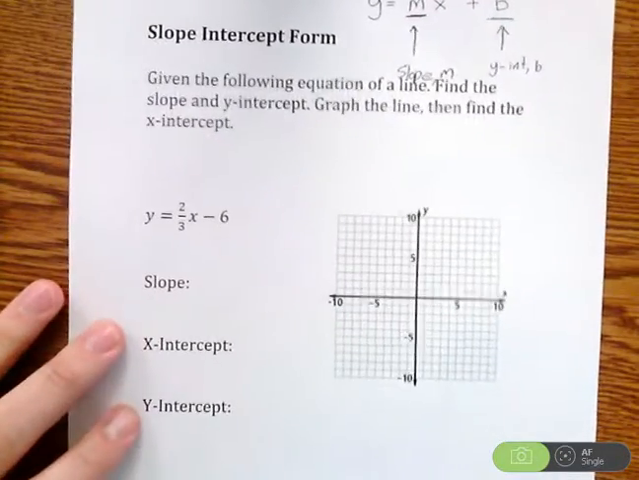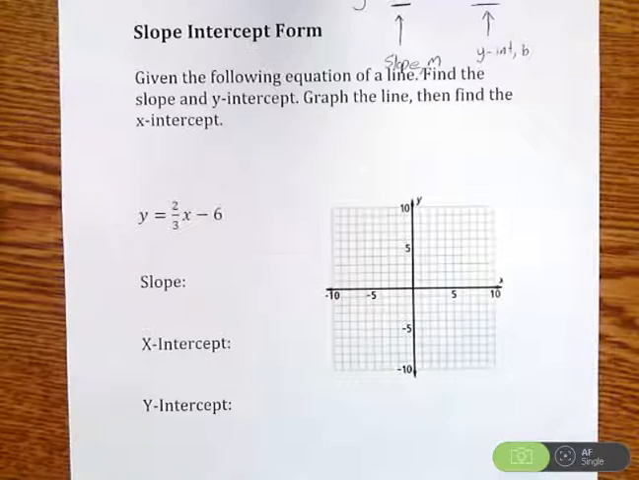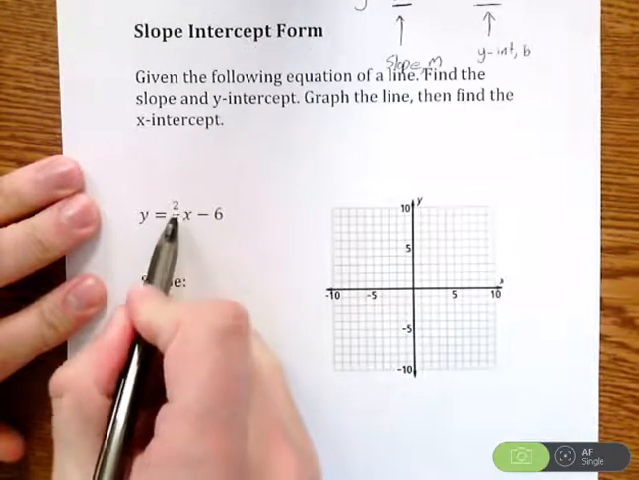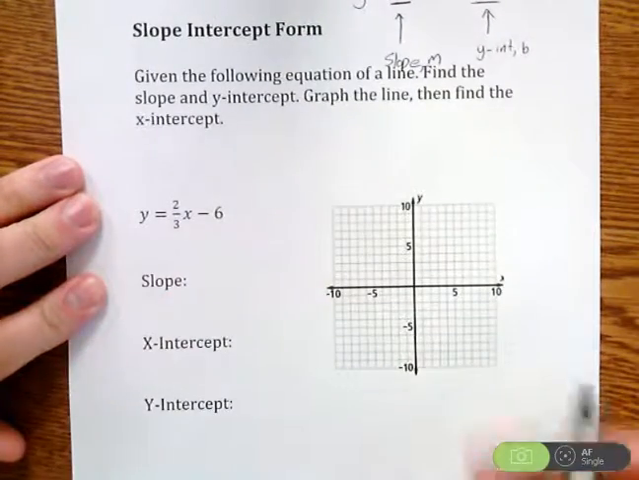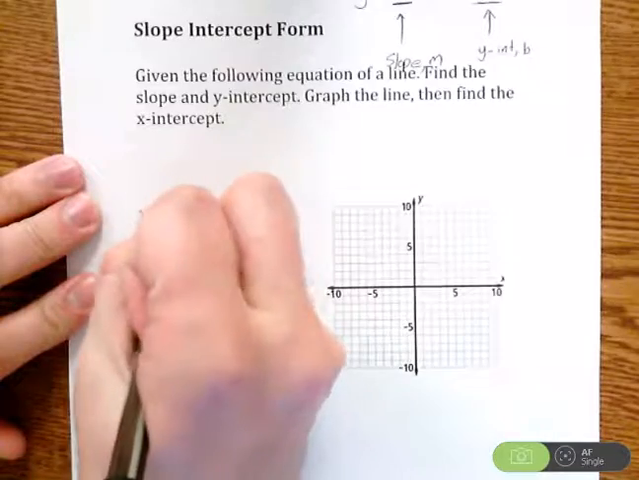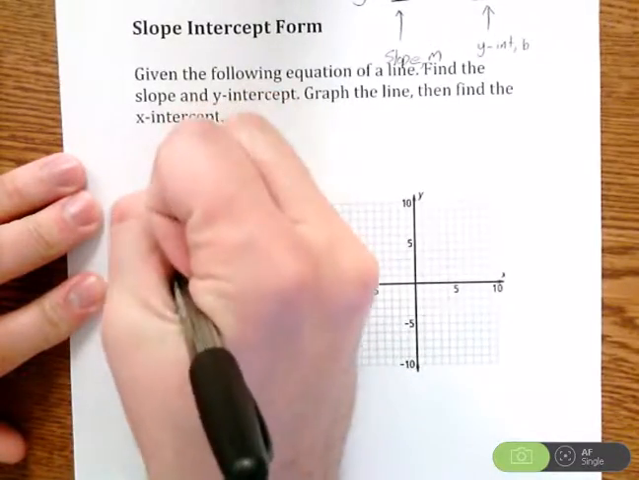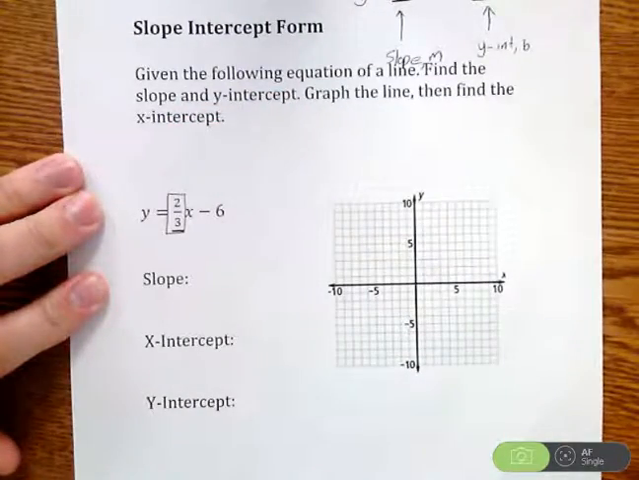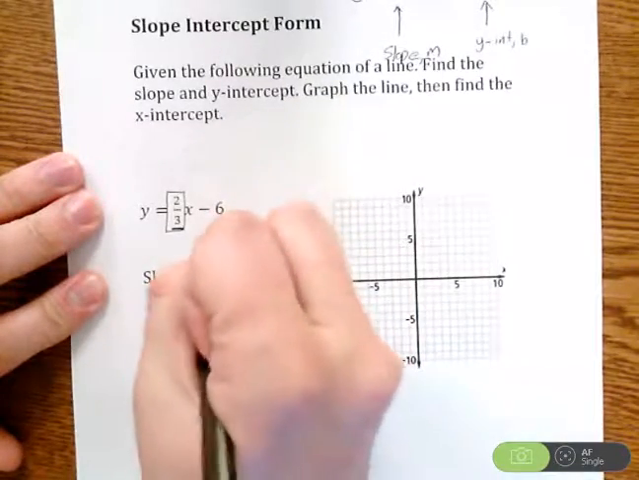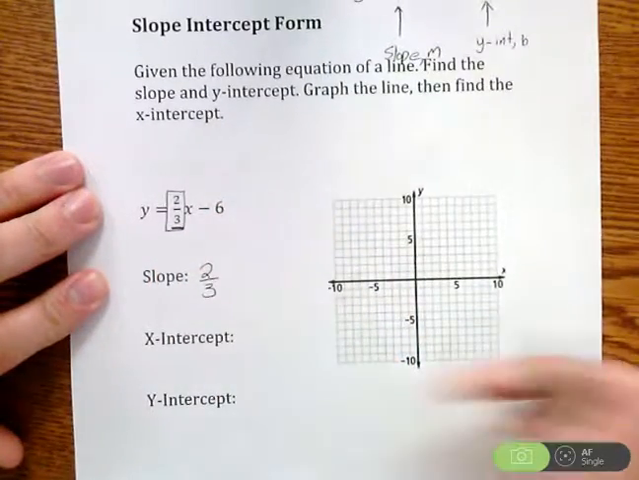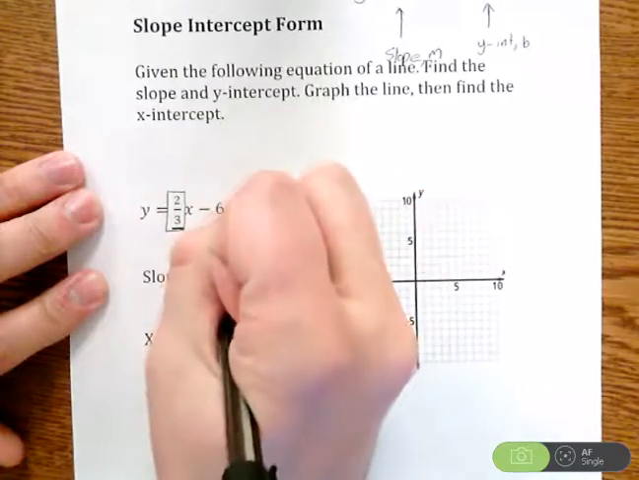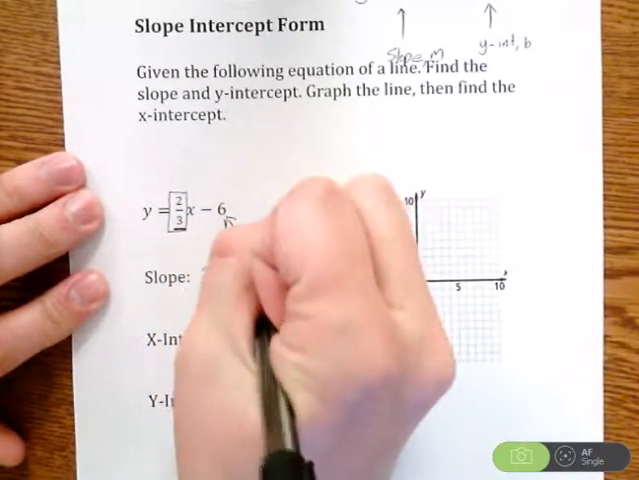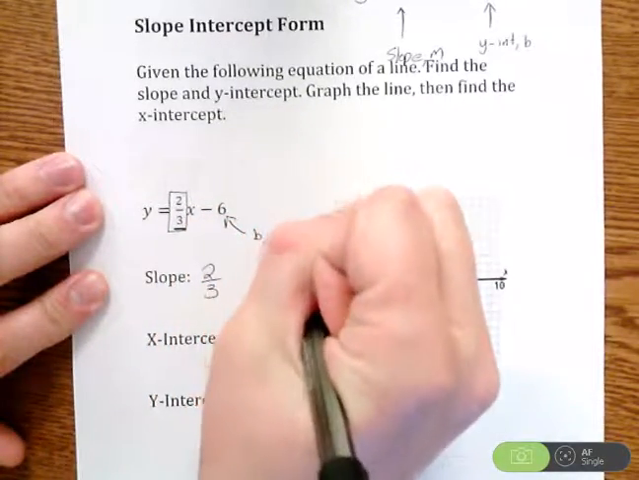Our first problem says, given the following equation of a line, find the slope and y-intercept, graph the line, then find the x-intercept. So I have y equals 2/3 x minus 6. Remember, the number in front of the x is my slope. So I see a 2/3 there, so I'm going to write 2/3 here. In the back, I see a minus 6. That is my b, that is my y-intercept.